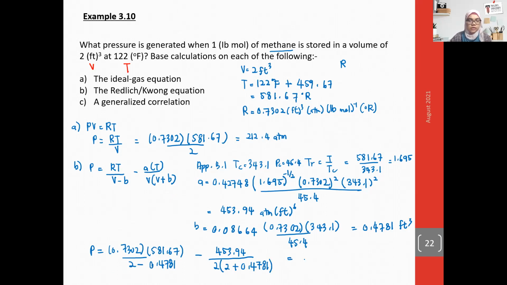And then the answer is 187.8 atm. So this is the first for the ideal gas. So you can see the difference in the pressure by using the different equation.